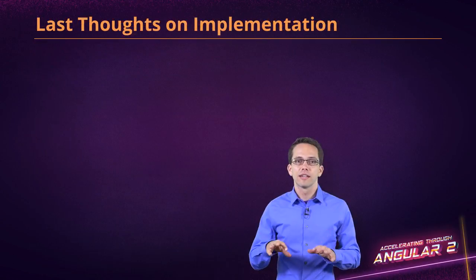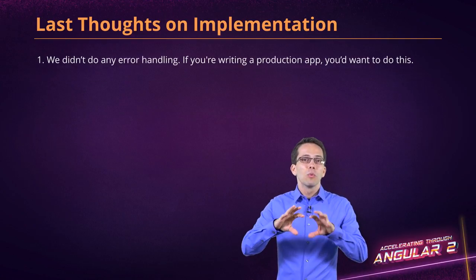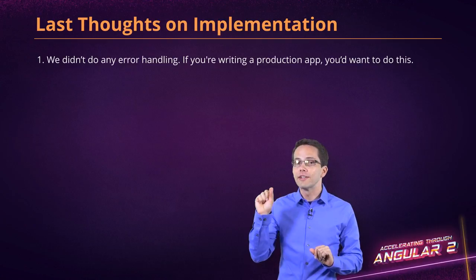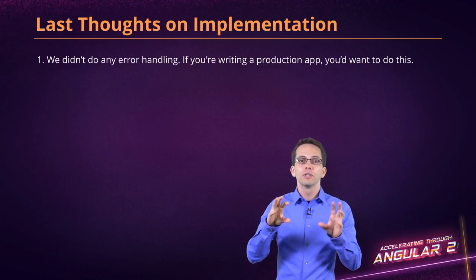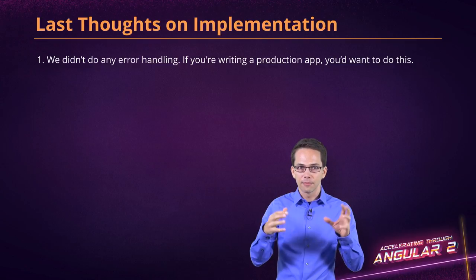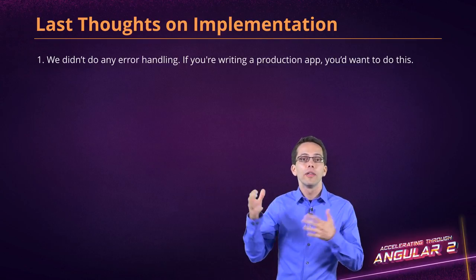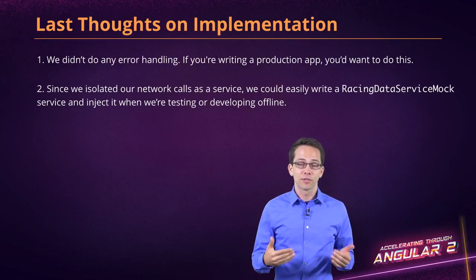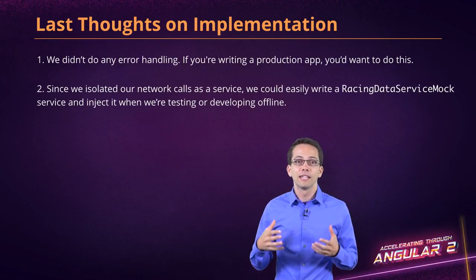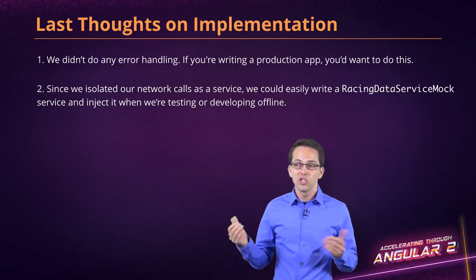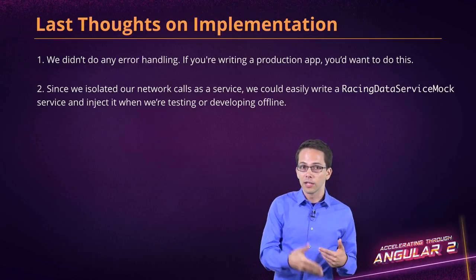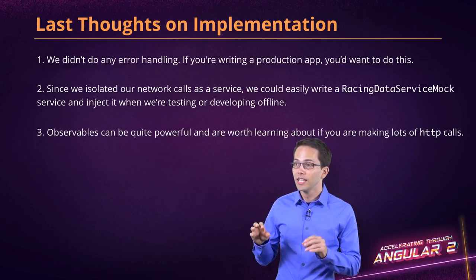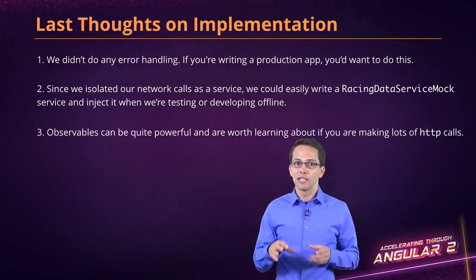Before we move on to challenges, I've got a few last thoughts. First of all, we didn't put any error handling in this code, and if you're actually calling across the internet to a data API, you're going to want to code in error handling to make sure you fail gracefully when that API doesn't work. Also, since we isolated our network calls as a service, we could easily write a racing data service mock and inject it when we're testing or developing offline. Lastly, observables are really cool, and they're worth learning about if you do lots of HTTP calls.